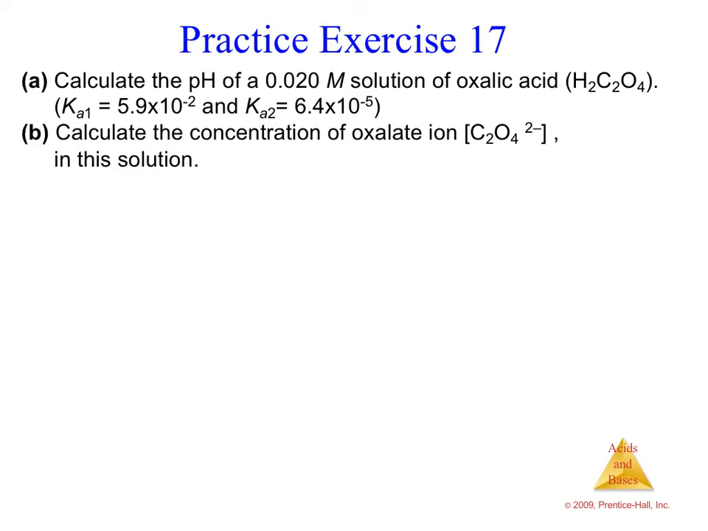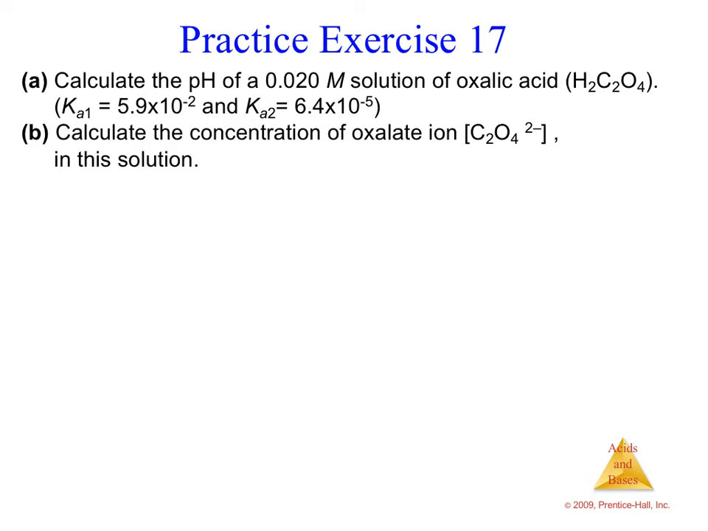In this video, I'm going to go over practice exercise 17, parts A and B. This is the practice exercise following up the lecture on polyprotic acids. Reading over the question, part A says calculate the pH of a 0.020 molar solution of oxalic acid, and you're given the two Ka values.